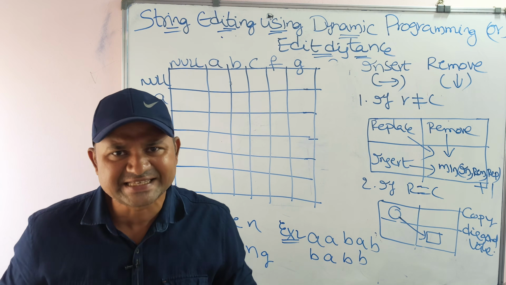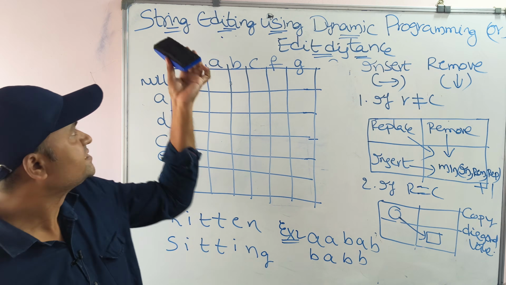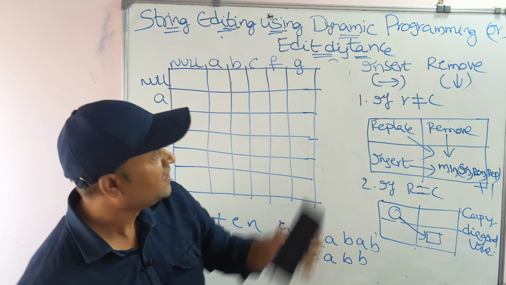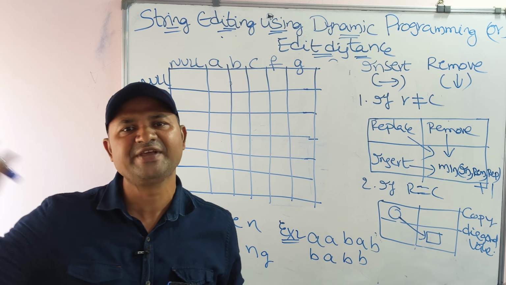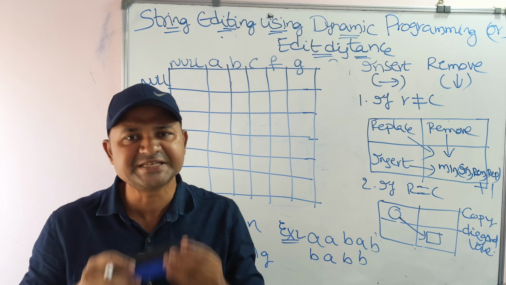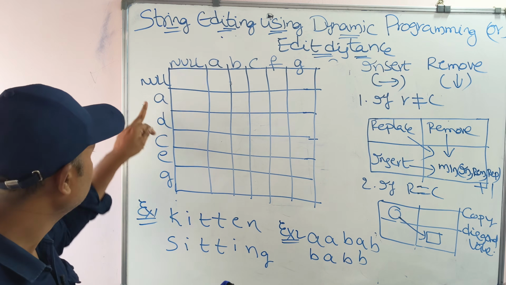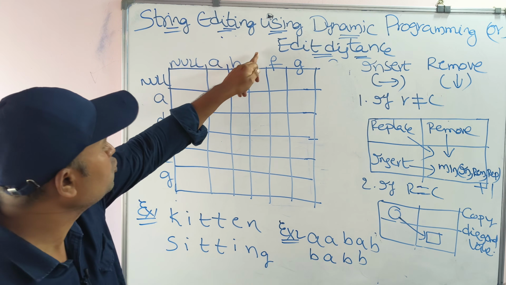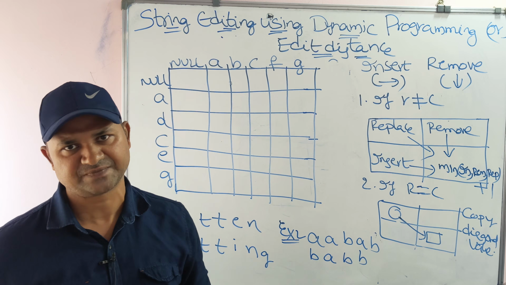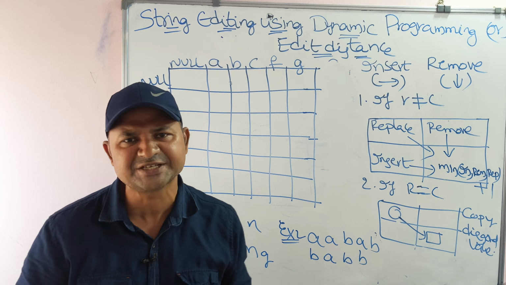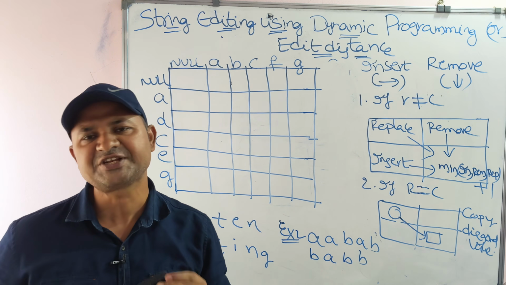Now let us discuss string editing using dynamic programming. String editing can also be called edit distance. First let's see the problem. Two strings will be given. Here our major aim is to convert or transform the source string into the destination string with the minimum number of operations.